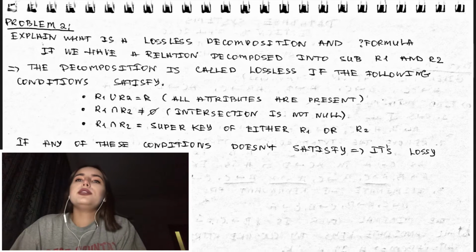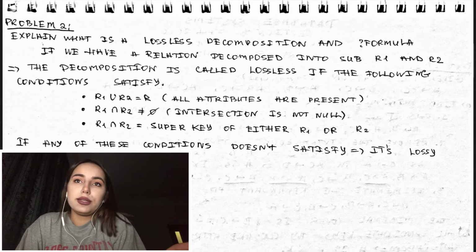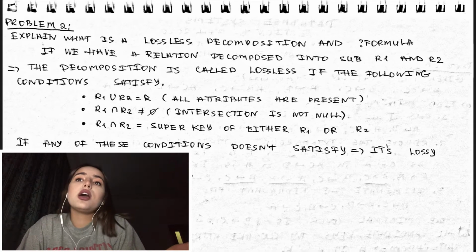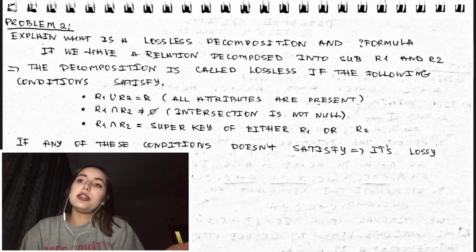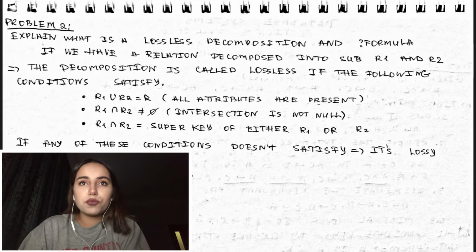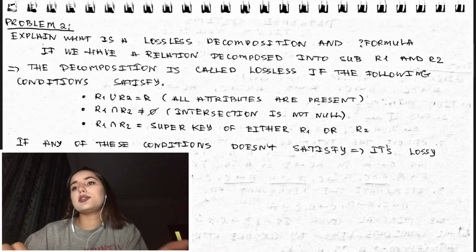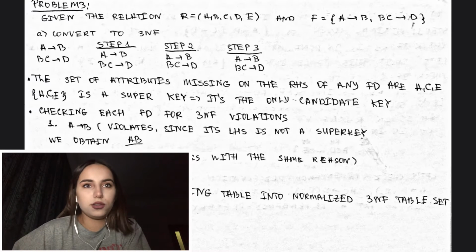And the final condition is that if we take their intersection, we have to get the superkey of either R1 or R2. If any of these conditions is not satisfied, then it's lossy, not lossless.